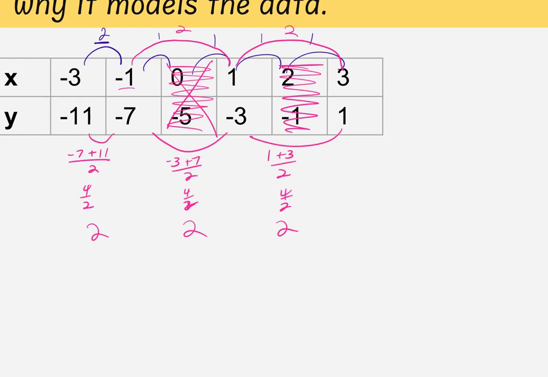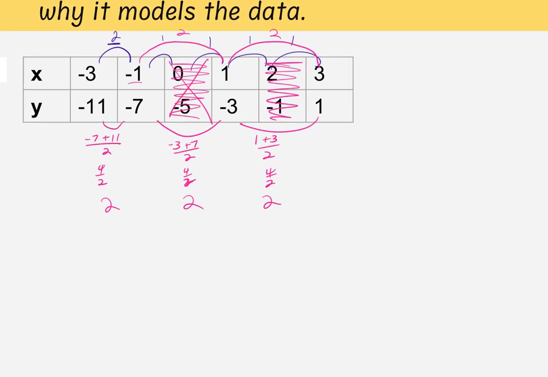And that is my first difference, which means this would be what? Linear. First difference is constant.